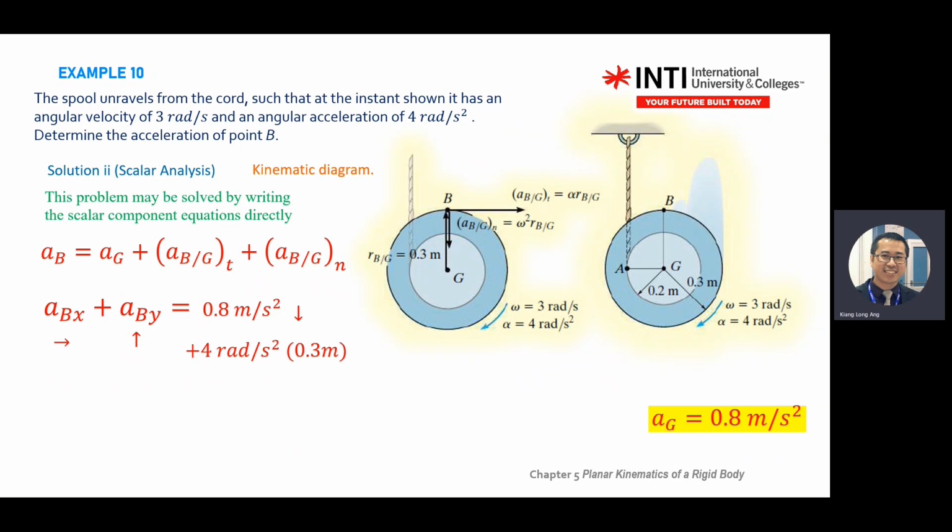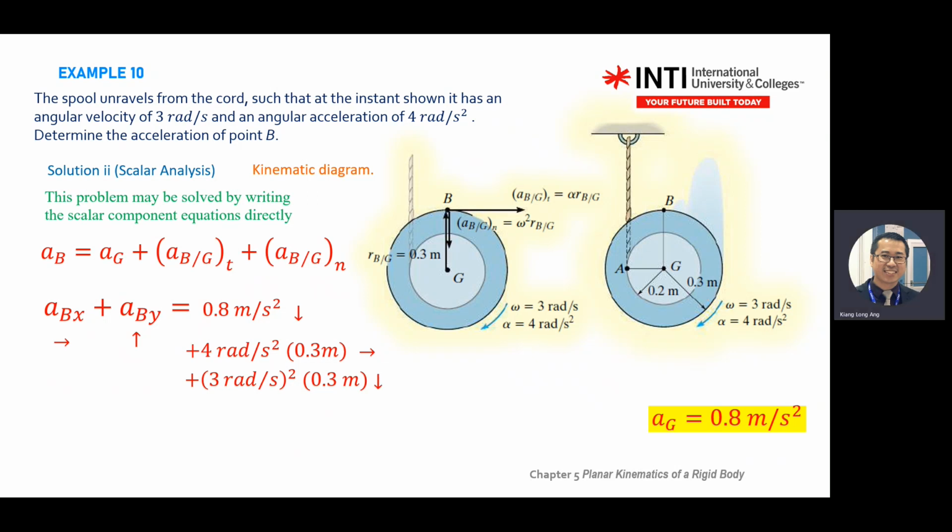Acceleration at B, you break into X and Y. So here, Bx plus By. Then your G going down again. Your BG tangent equal to alpha R. Tangent equal to alpha R. Alpha is 4, R is 3. Normal, 3 radian per second, 0.3.